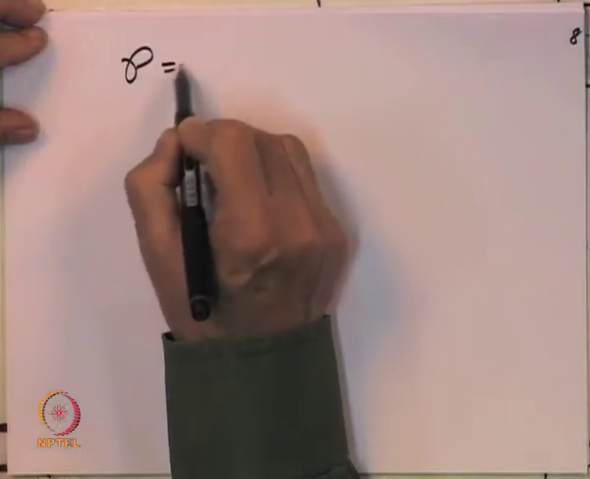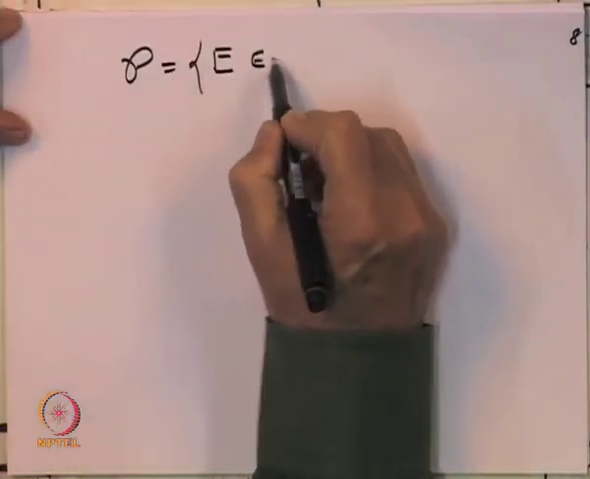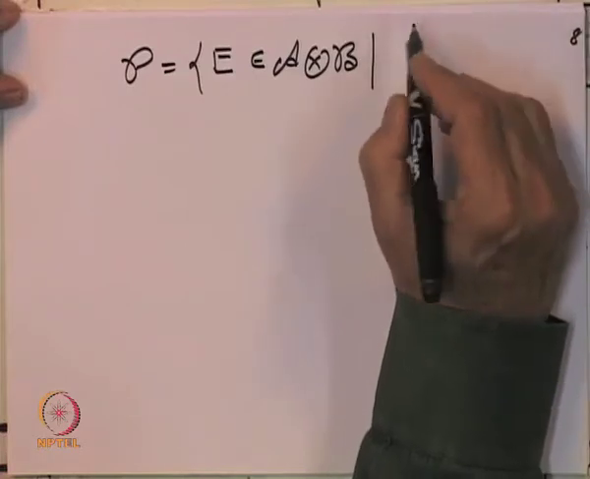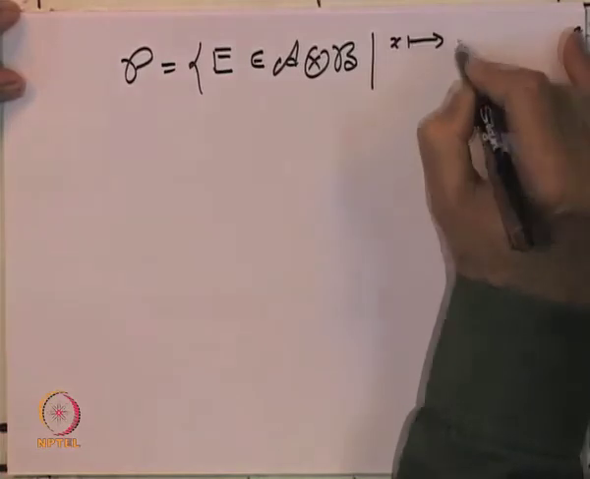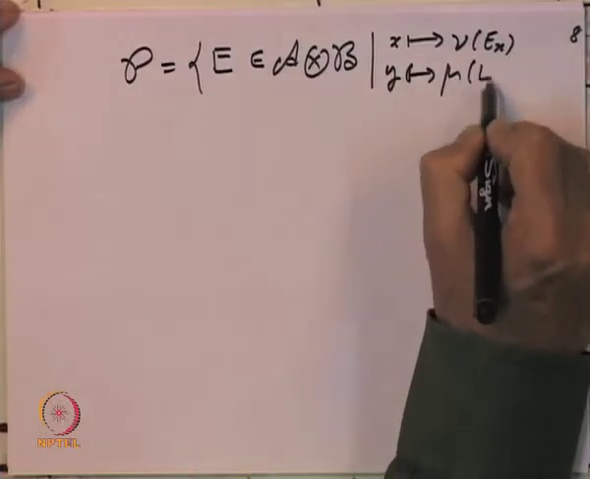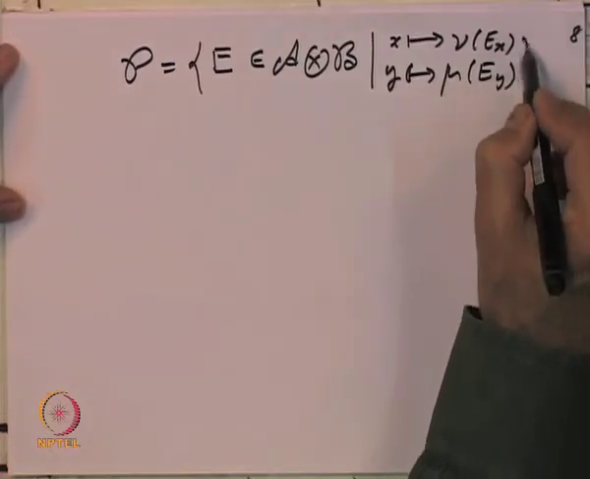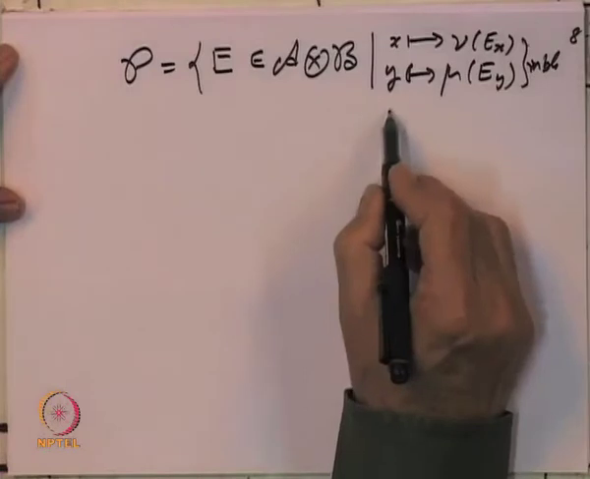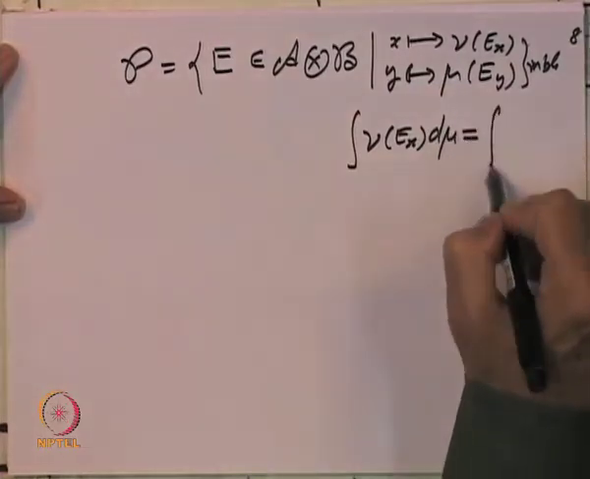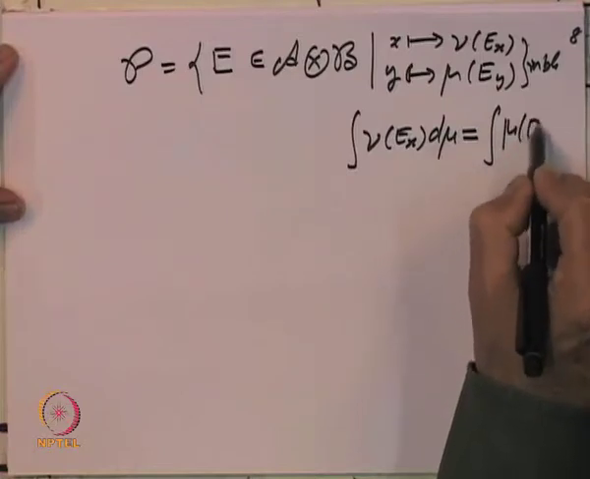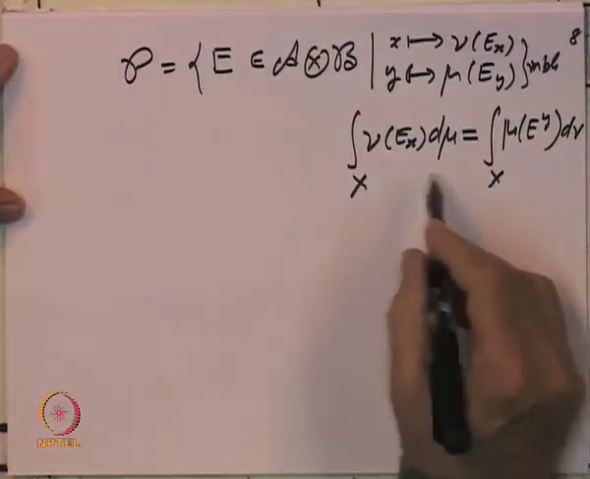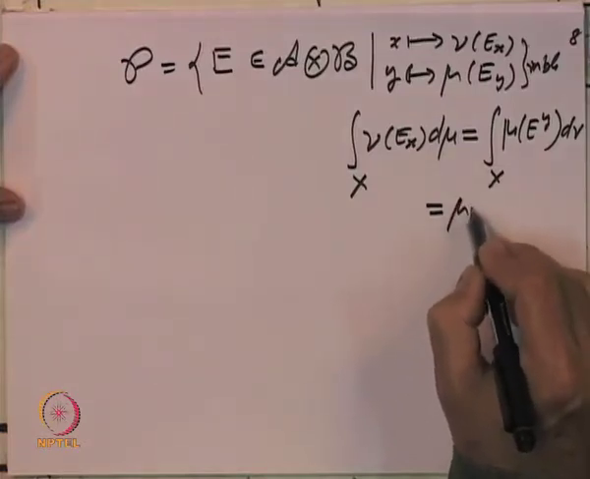So, P is the collection of all subsets E belonging to A times B, such that those two properties hold. What are the two properties? The properties were that x going to nu of E x and y going to mu of E y are measurable functions, and that the integral of nu of E x with respect to d mu is the same as the integral of mu of E y with respect to d nu. This is over x and this is over y, and both of them are equal to the product measure, namely mu cross nu of E.